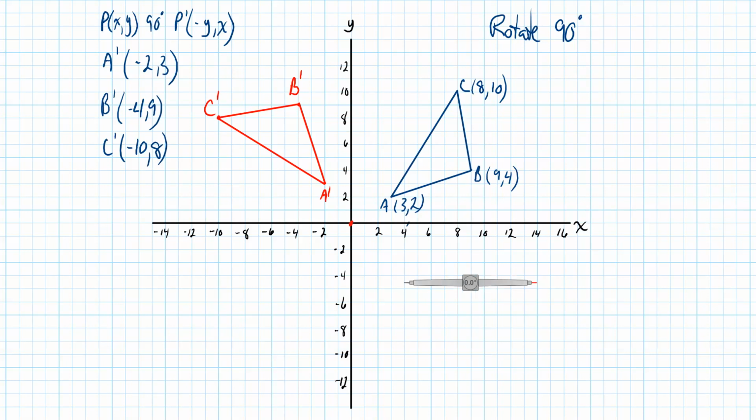And maybe we'll use our compass to check those out. Let's see how B rotates around. And we want to rotate 90 degrees. Oops, went a little too far. There we go. 90 degrees. How about C? Rotate it around 90 degrees. So we can see that each of the points, when we turn it 90 degrees, ends up exactly where the rule predicted they would be.